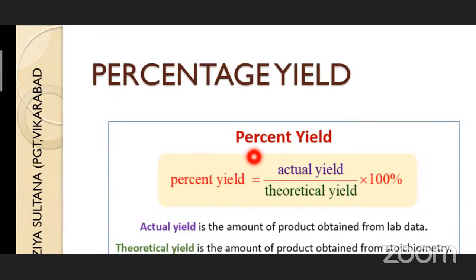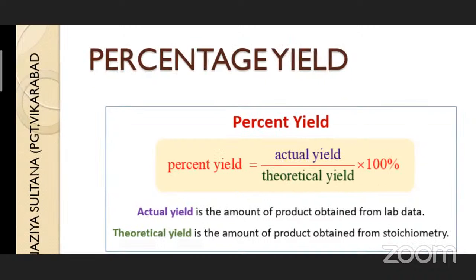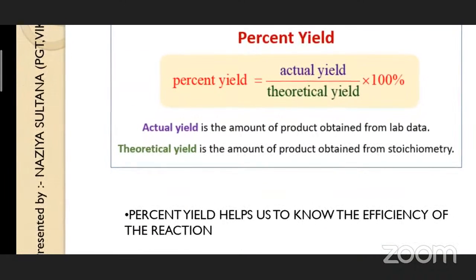Let us see percent yield. Percent yield is equal to actual yield, that means how much of the product we are actually getting, divided by theoretical yield. Theoretical yield means from the stoichiometry, we are doing some calculation. So actual yield divided by theoretical yield into 100 gives us the percent yield.